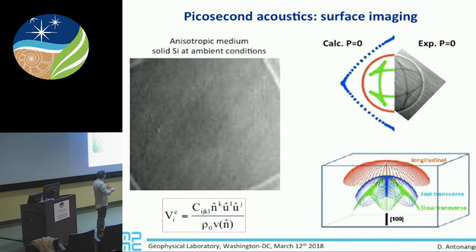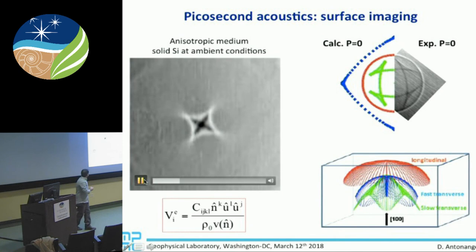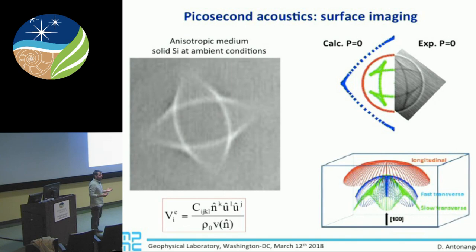Now, if the sample is not isotropic, is not a liquid, is a solid, the images we will see are a little bit more complex because they derive from the arrival of up to three possible acoustic waves, the longitudinal and two different transverse ones.